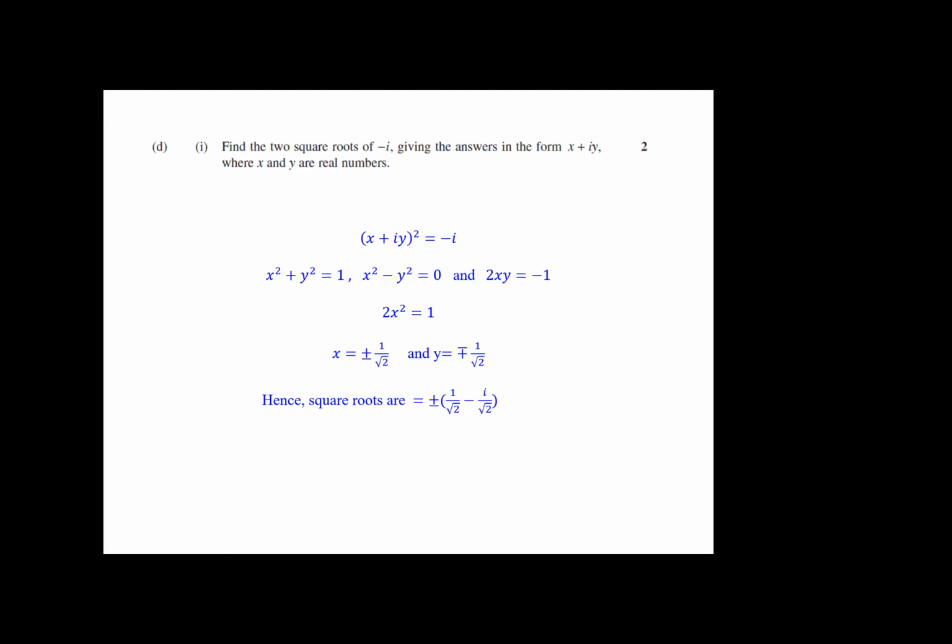11D, part 1, was a question which says, find the 2 square roots of minus i, giving the answers in a certain form. Now, this question could be done rather succinctly using geometry. Our solution here shows using algebra. But setting things up with the first line, the next 3 equations follow, leading to values of x and subsequent values for y. The students did have to put the answers in this form, x plus iy, for 4 marks.